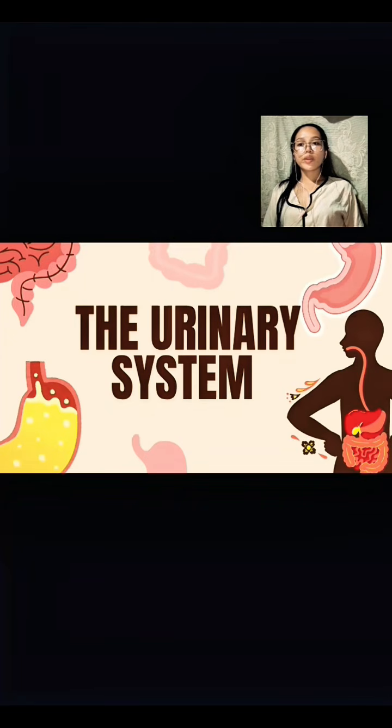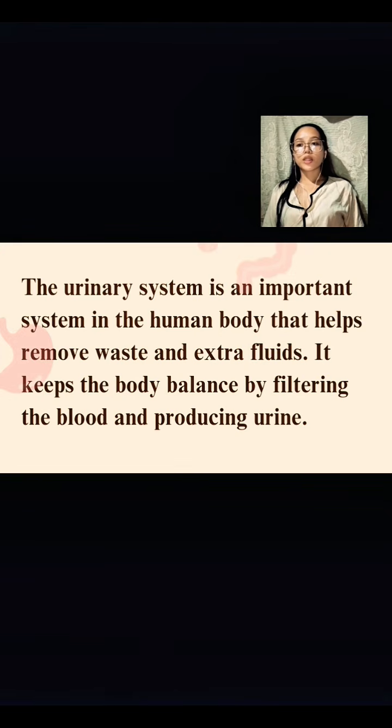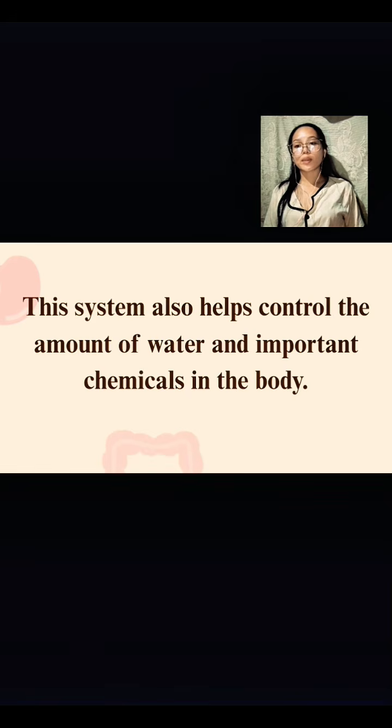So, what the urinary system does. The urinary system removes waste and extra water from the body. It filters blood and makes urine to keep the body healthy and balanced. It also controls how much water and important chemicals stay in your body.